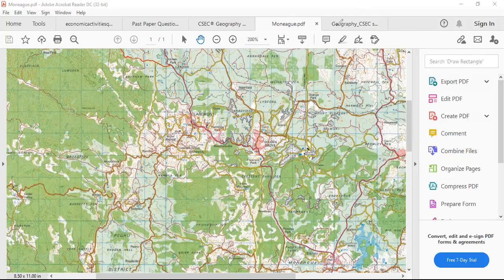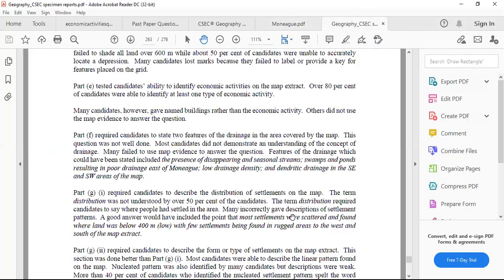Yes, miss. Let's look at the map answers, what they say here. Distribution was not understood by 50% of the candidates. You see the madness here? The term distribution, to say where people had settled in the area, most gave incorrect descriptions of settlement. A good answer would be: most settlements were scattered and found where land was below 400 meters, with few settlements being found in rugged areas to the west of the map. So make sure that you state the area.